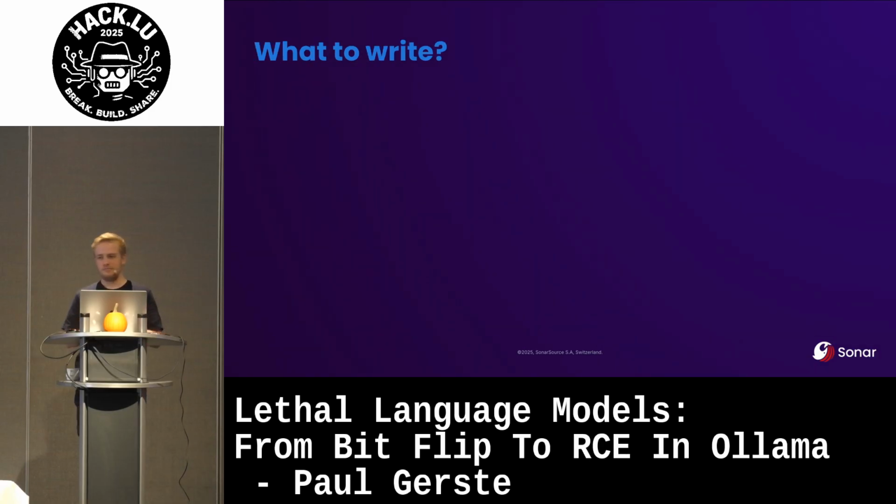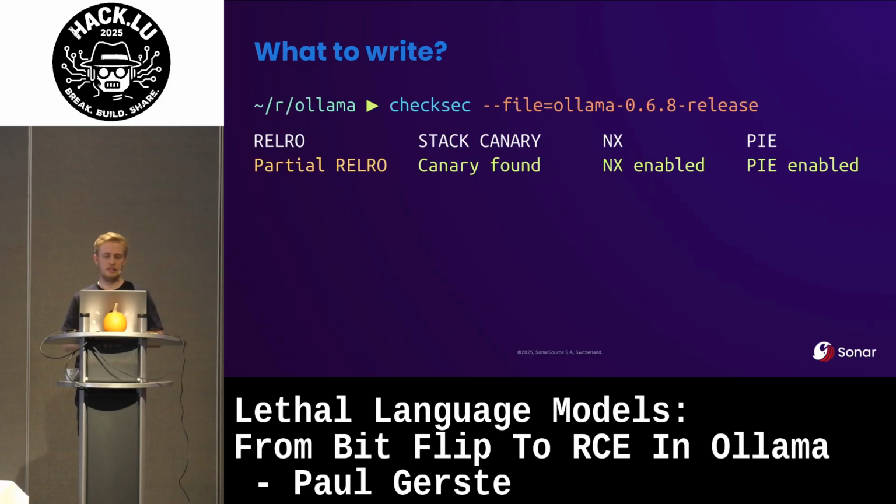But of course, that's not enough. We need to know what to write in order to jump somewhere that is interesting for us and helps us to get a shell. So the next thing I did was to check the protections of the binary, or the security measures. And we can see that partial RELRO is enabled, which could help us later, but not directly.